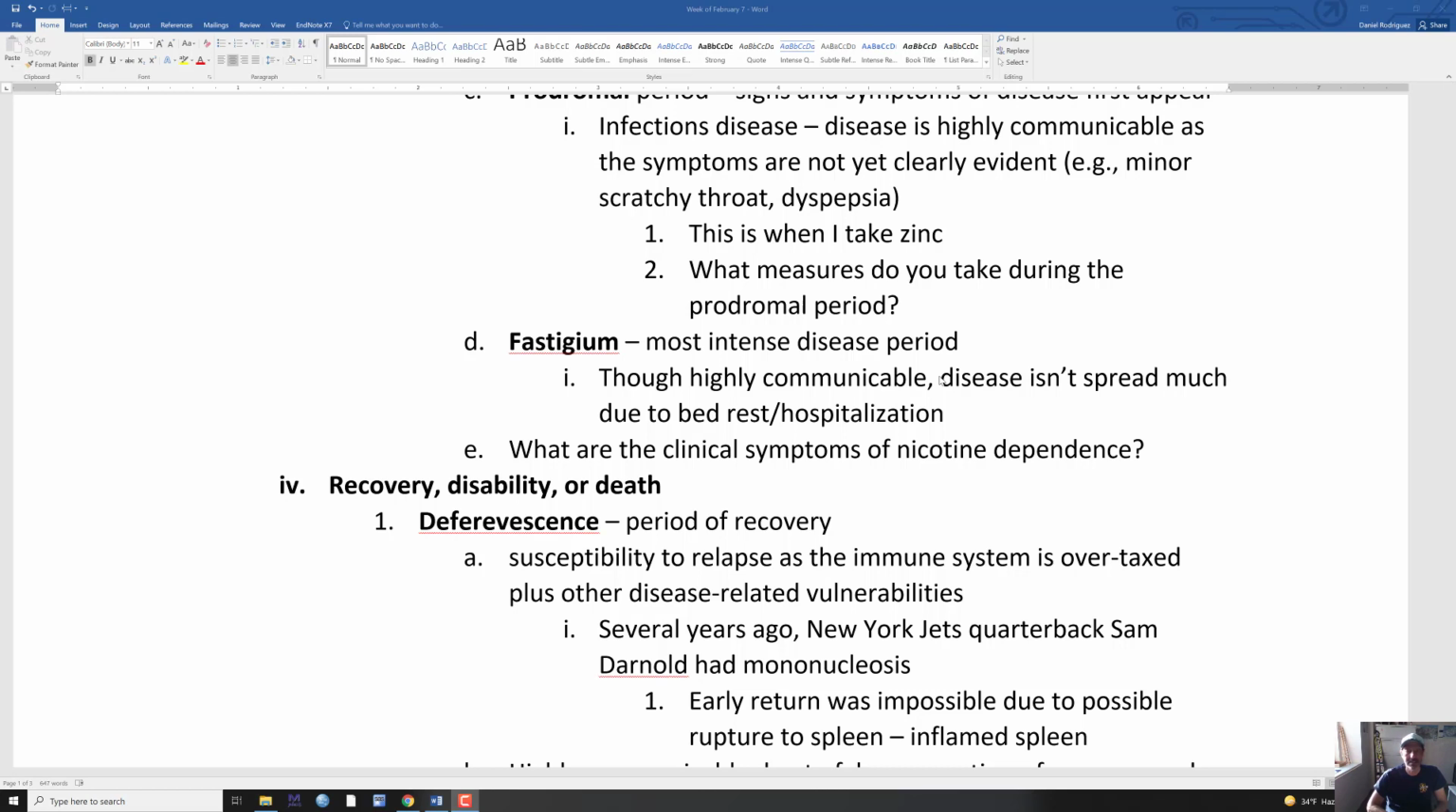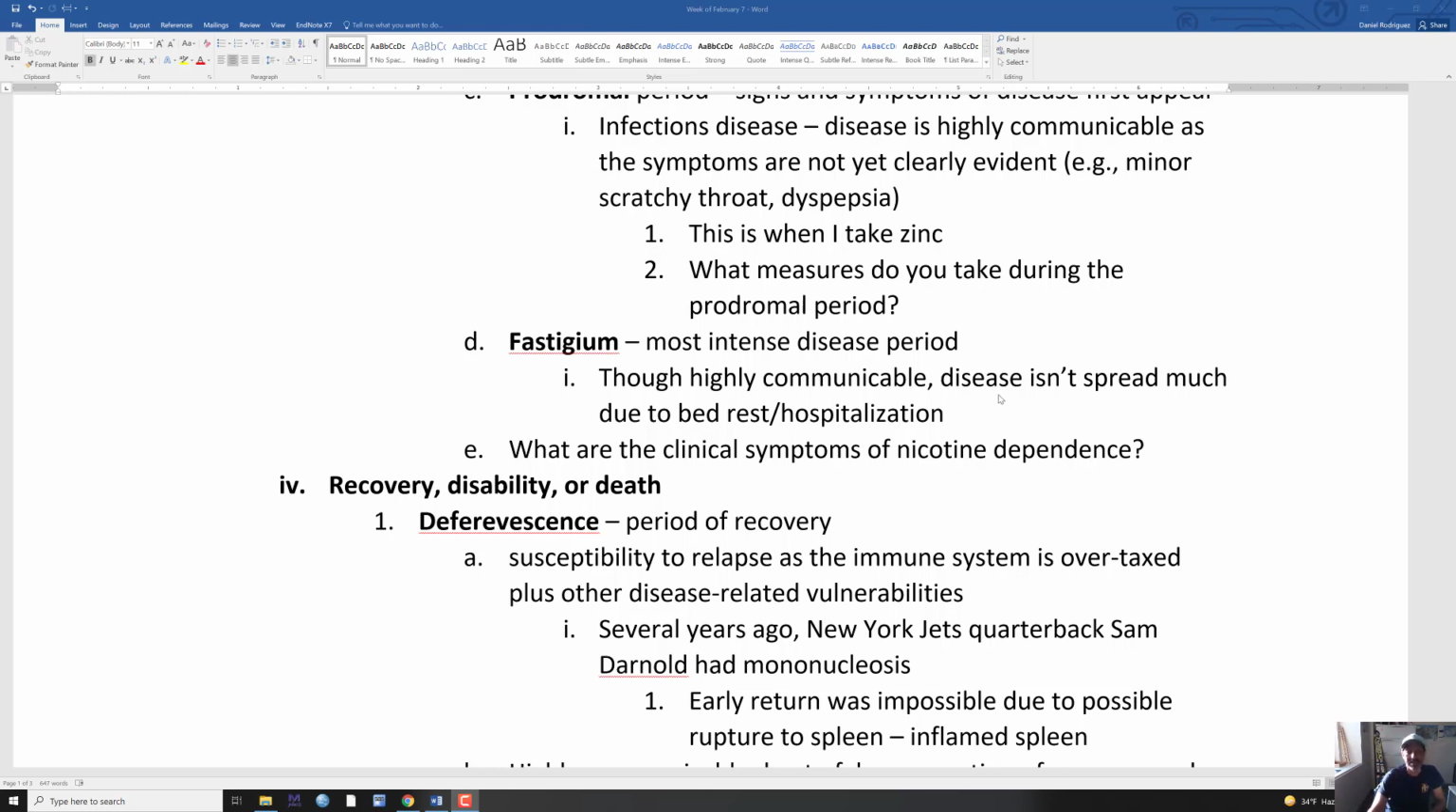The fastigium is the most intense disease period. Although one is very highly communicable during this period, generally they don't spread the disease because people are in bed or at home, so they're not out interacting with people. Although young people sometimes are still doing that. I've done it myself when I was really young. I remember going out and playing sports when I was sick. I didn't want to let anybody down.